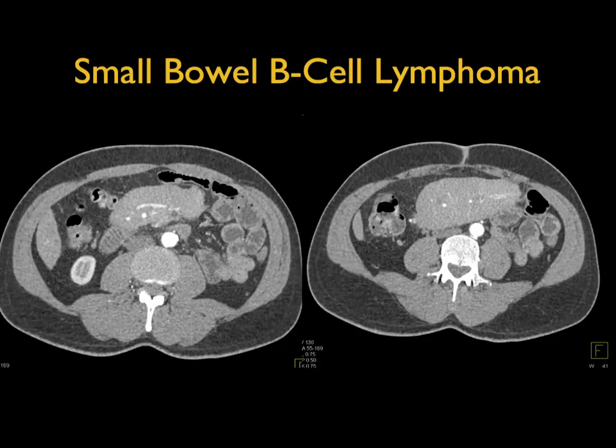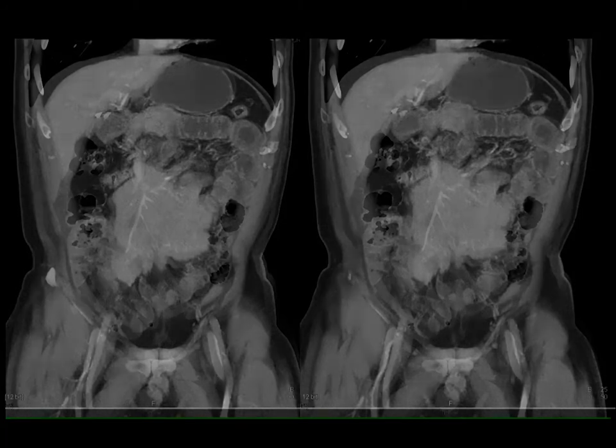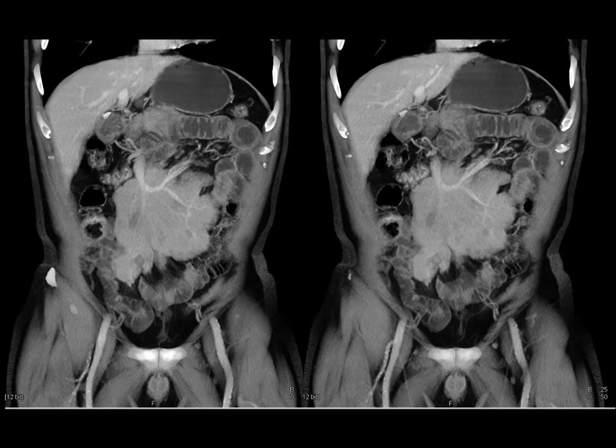And here's just a good example showing you the sandwich sign, where you can see the lymphoma infiltrates along the vessels. You can see that in the coronal display very nicely. And that's pretty much classic for lymphoma, and that sandwich sign is a really good description and very nice infiltration.